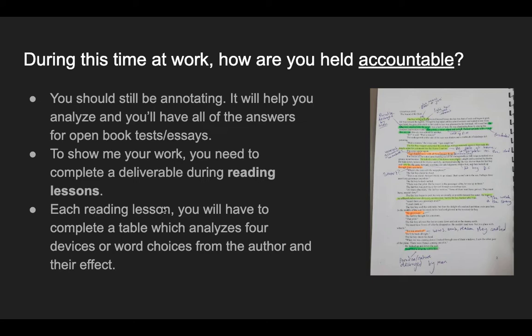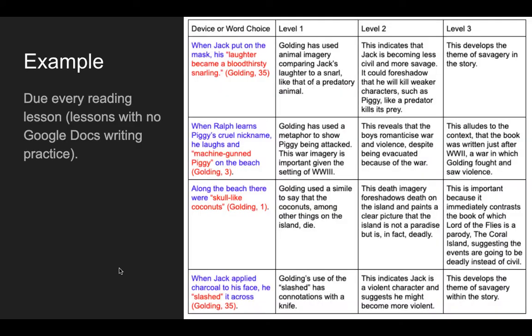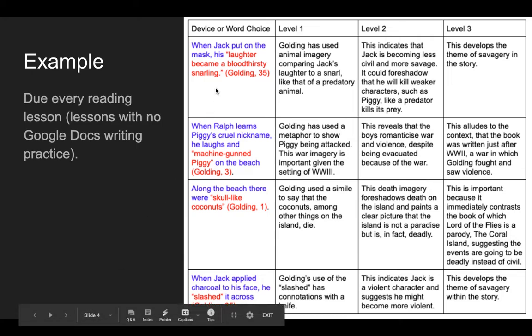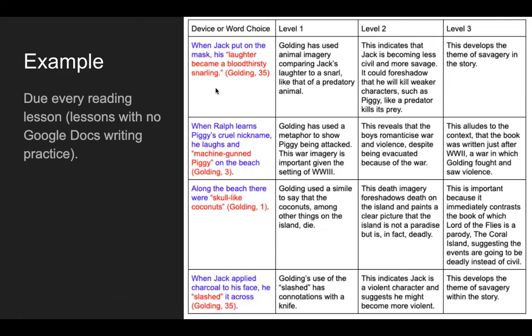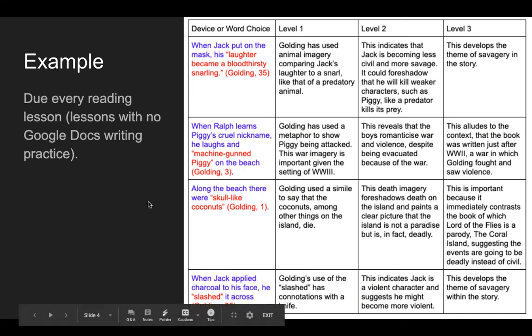So each reading lesson, you will have to complete a table which analyses 4 literary devices or specific word choice from the author and the effect of these devices. So what that'll look like is something like this. When you do it, it'll all be from one chapter. So you're doing chapter 5 next, you'll do it all for chapter 5. I've just got examples from every chapter.